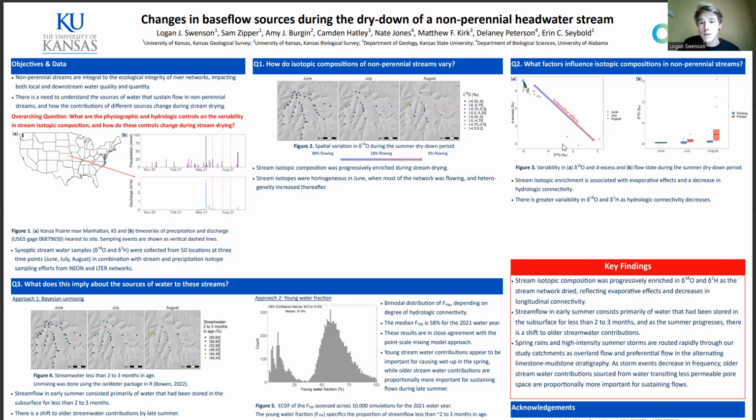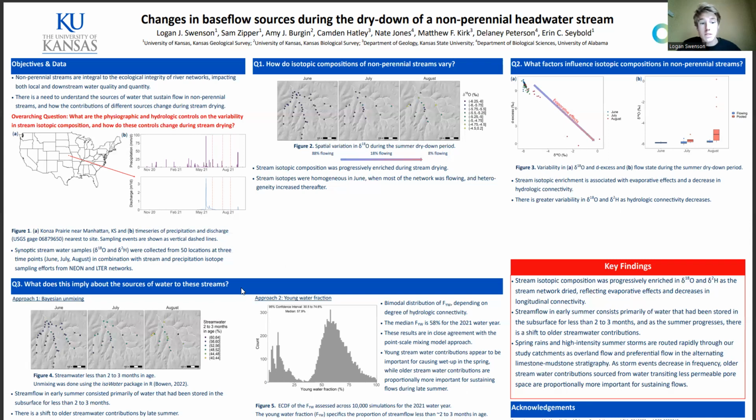And this greater variability is also associated with hydrologic connectivity. So when the sample was collected, was it collected from a flowing part of the reach or a pooled part of the reach? And we can see that in these pooled parts of the reaches in August, there's a lot more variability.